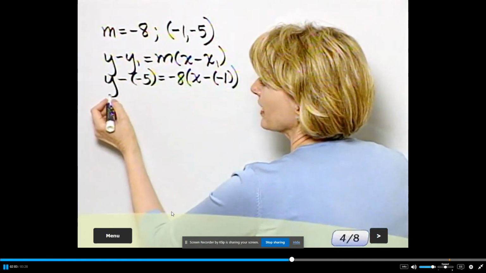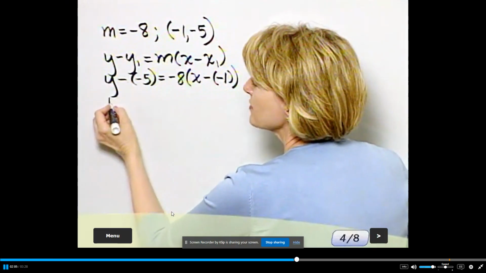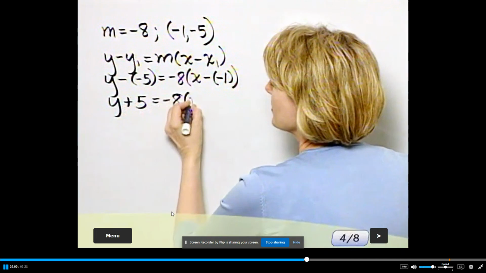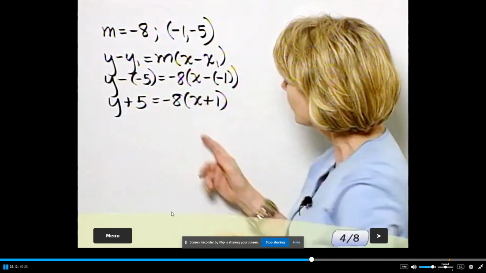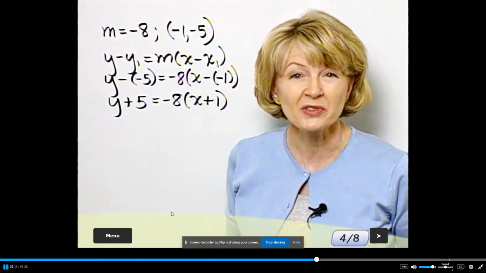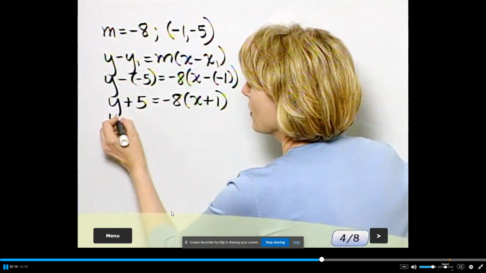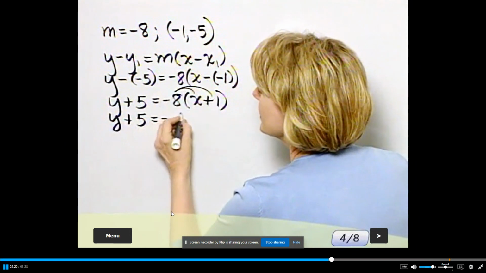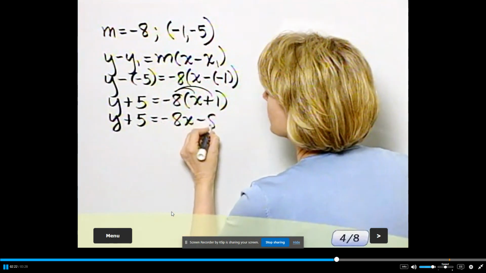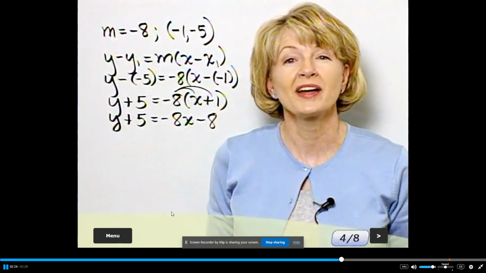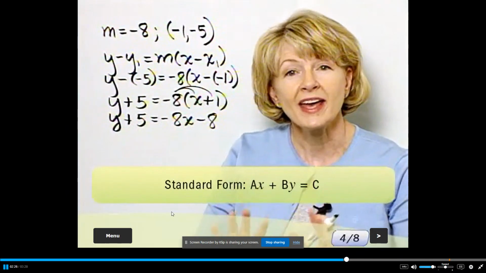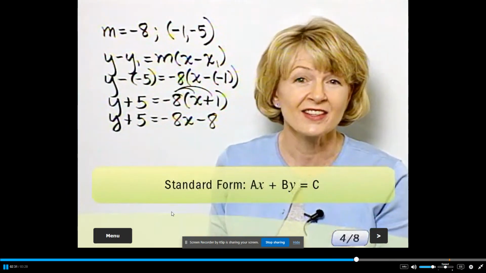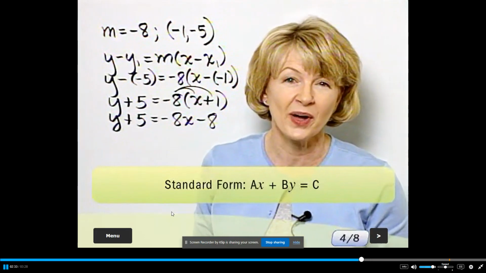Let's now simplify. This becomes y plus 5 is equal to -8 times x plus 1. Let's multiply so we can remove those parentheses. So we have y plus 5 equals -8x minus 8. Now, if we want to write in standard form, we want x's and y's on one side of the equation and then a constant or a number on the other side of the equation.